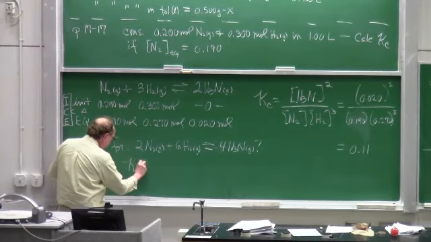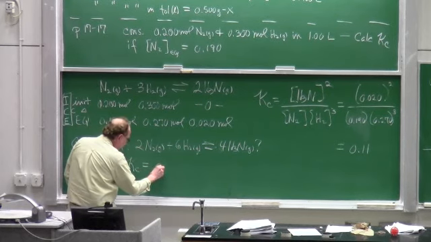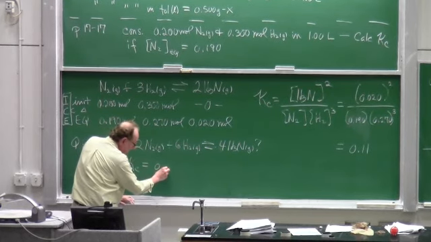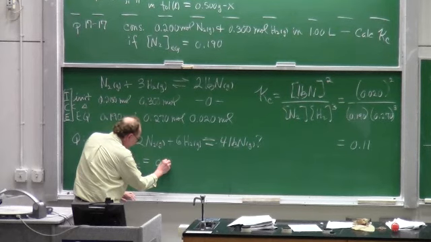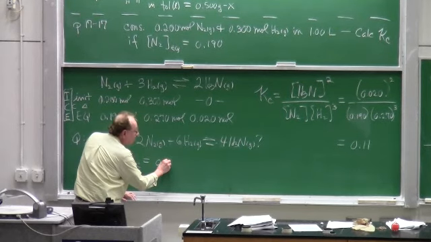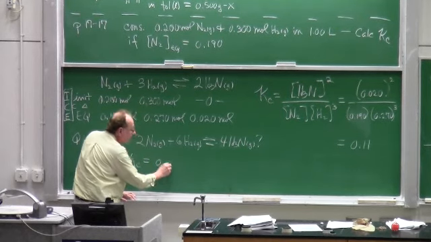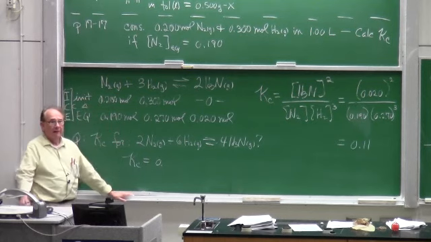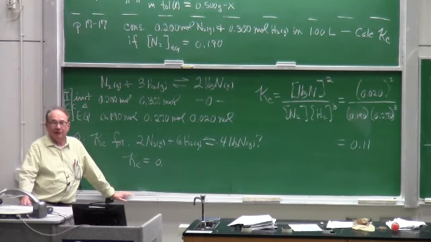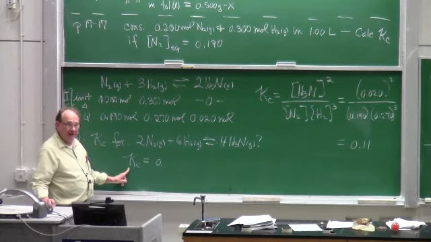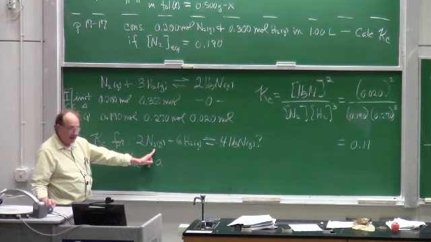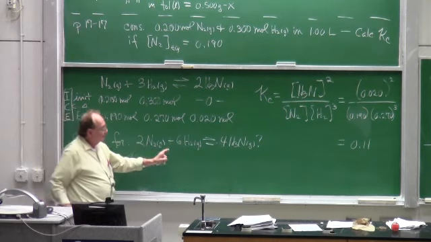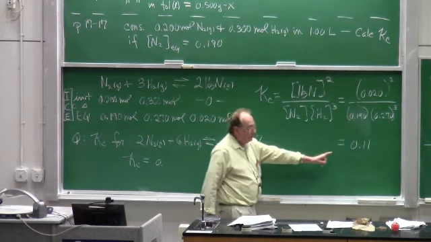0.121. What is it? 0.121. We're not taking any figures. Oh, 0.01. I'll ask another question. Is the value for Kc for this equilibrium reaction larger or smaller than 0.1?